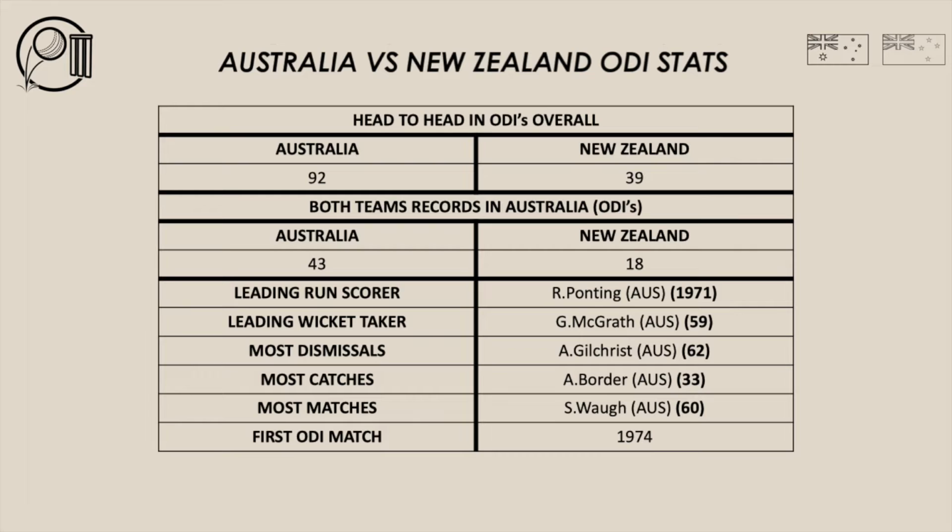Leading run scorer, Ricky Ponting with 1,971 runs. Leading wicket taker, Glenn McGrath with 59 wickets. Most dismissals, Adam Gilchrist with 62. Most catches, Alan Border with 33. Most matches, Steve Waugh with 60. And the first ODI match between Australia and New Zealand was back in 1974.